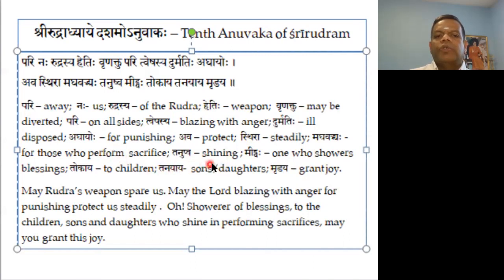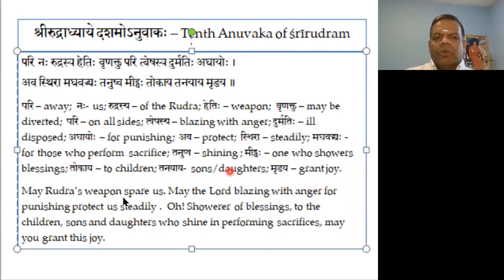Maghavadhya, Tanushva. Tanushva means who is shining. Actually, the body is emitting light. Midvaha. Midvaha means one who is granting joy, one who gives everything, who showers all kinds of blessings. So Midvaha, blessings. Tokaya, to the children. Tanayaya, Tanaya means son. It includes the daughter also, daughters and sons. To them also, to children, to sons and children. Medaya, grant joy.